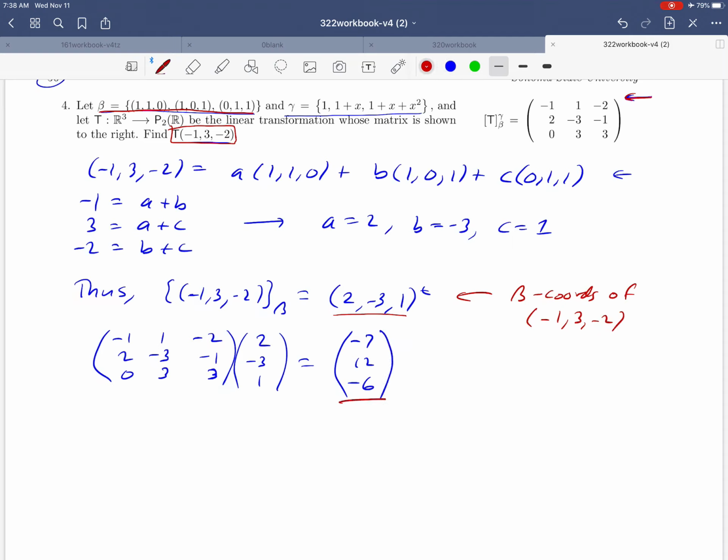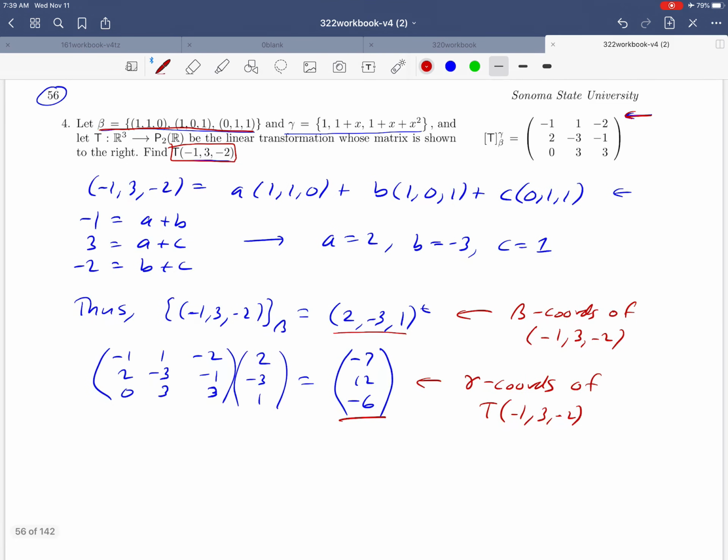And what we're looking at there are the gamma coordinates of the output, T of (-1, 3, -2). How do we know that again? Well, it comes down again to the meaning of this matrix that we're looking at. This matrix takes us from beta coordinates to gamma coordinates, and that's exactly what we did. We started with beta coordinates here, and so what comes out has to be gamma coordinates.